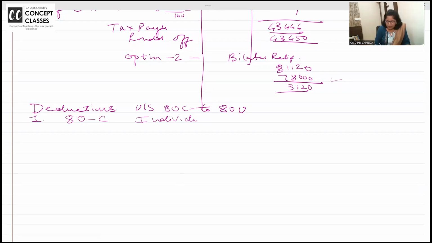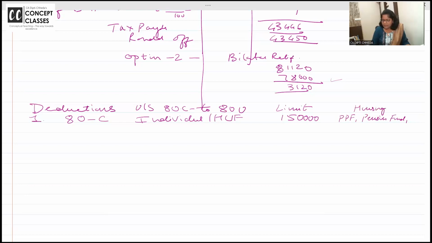The first one, very much relevant for all of you, is 80C. It is for individual and HUF, and the limit is 1,50,000. Will you write a little fast? You need to put your money in PPF and pension fund, housing loan repayment and so on, tuition fees and NSC and so many things.